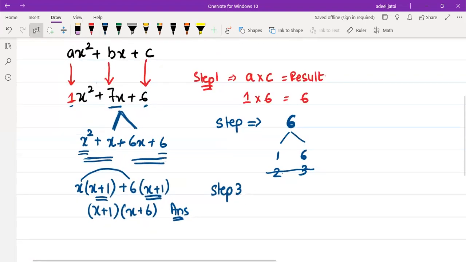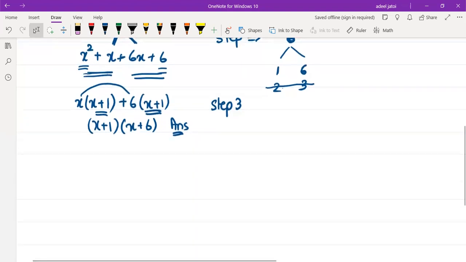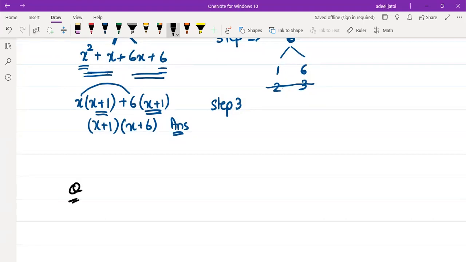We'll do another example of this so that it gets easier for you to know how middle term breaking is done, or what the process is. Let's say the question is x square plus 4x plus 4.